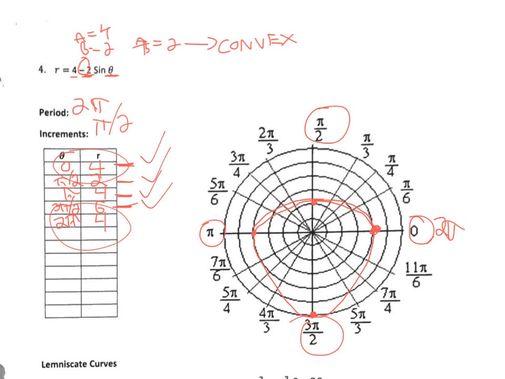So that is the last curve for the limacon ones. That's the convex one because the ratio of A and B is greater than or equal to 2.